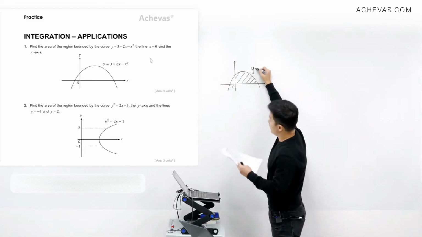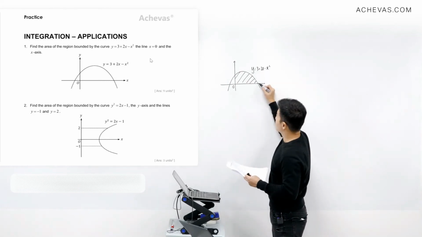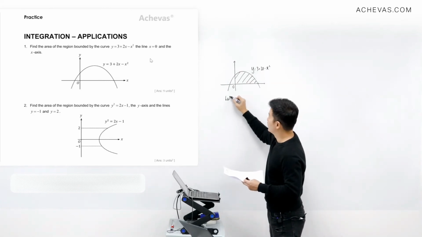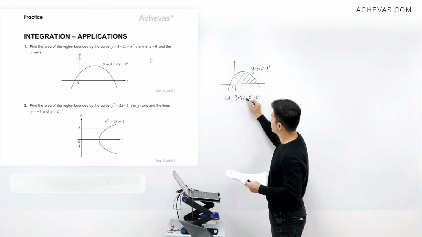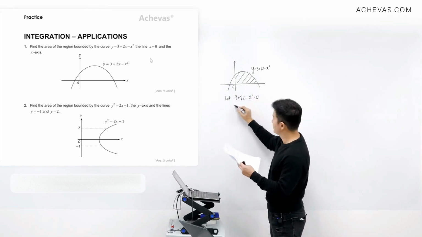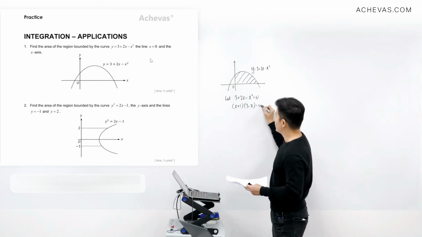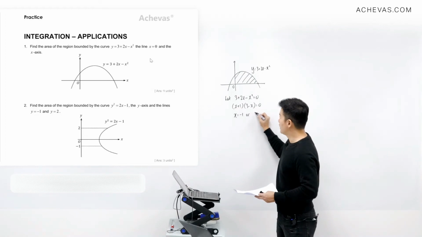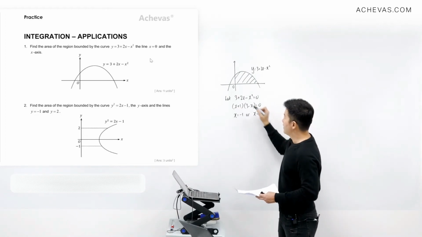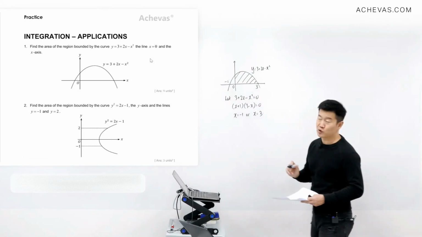This is y is equal to 3 plus 2x minus x squared. So to find this, we are going to let 3 plus 2x minus x squared be equal to 0. Factorizing this, it is going to be (x plus 1)(3 minus x) equal to 0. So x is going to be equal to minus 1 or x is going to be equal to 3. Minus 1 will be here and 3 is going to be this, and this is what we are interested in.